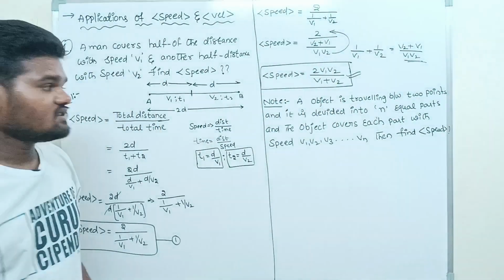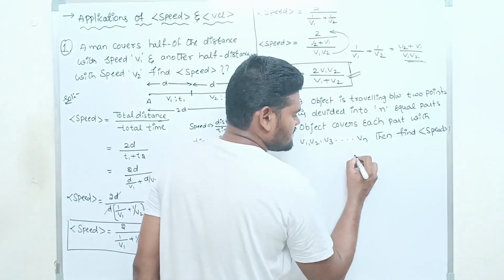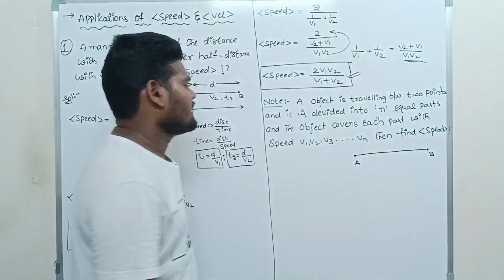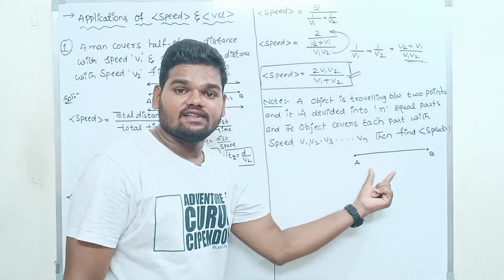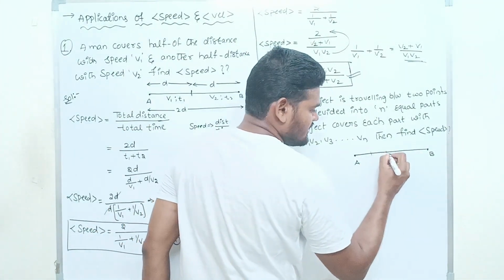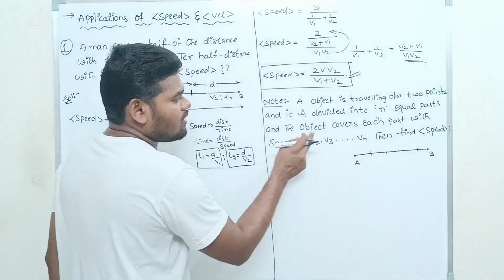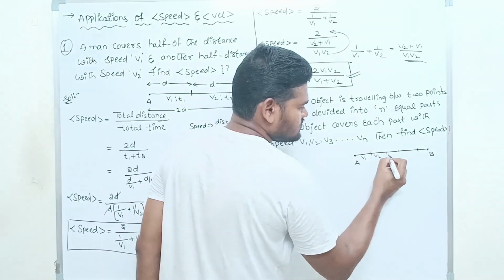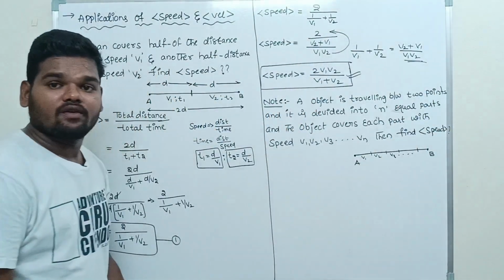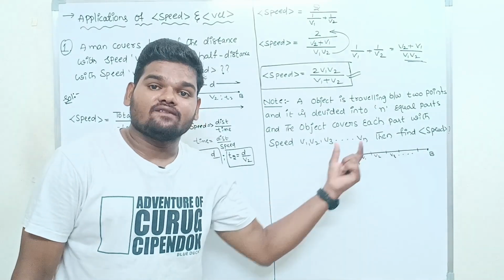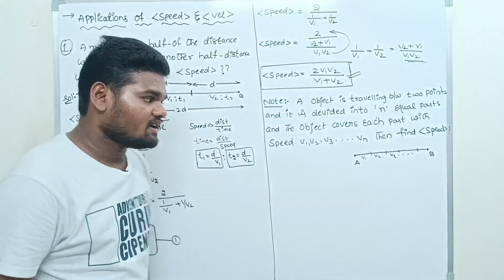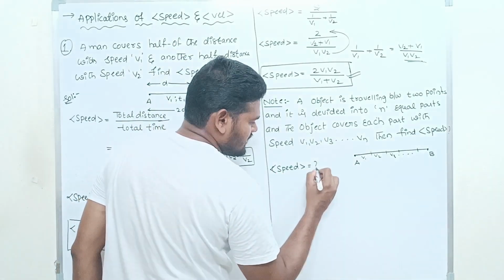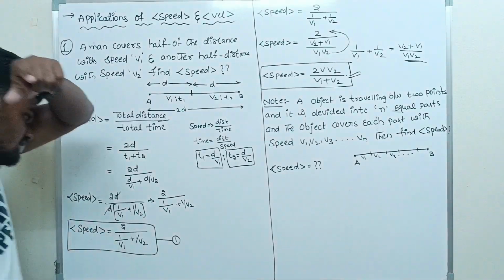So what they are asking: the object is traveling between 2 points. Have a look. This is A, this is B, and it is divided into n equal parts. This distance can be divided into n equal parts, and the object covers each part with velocity v1, v2, v3 and so on up to vn. So each and every equal part it covers with the velocity v1, v2, v3 and so on up to vn. So what is he asking? He is asking to find the average speed of that object.